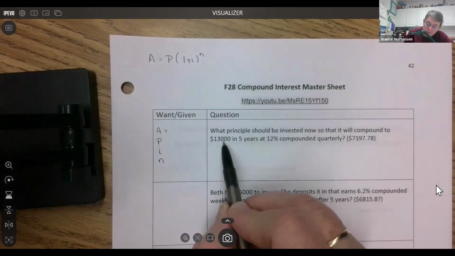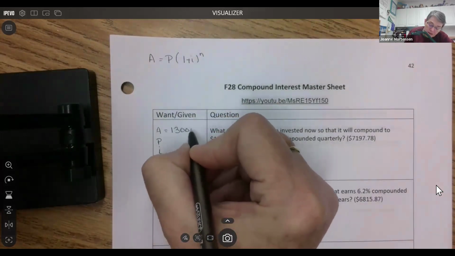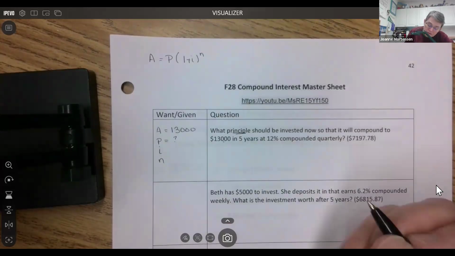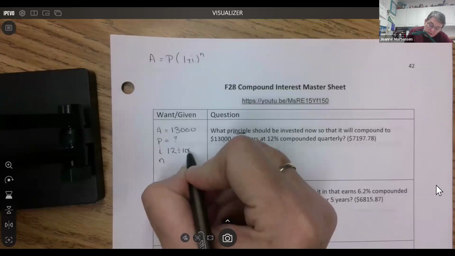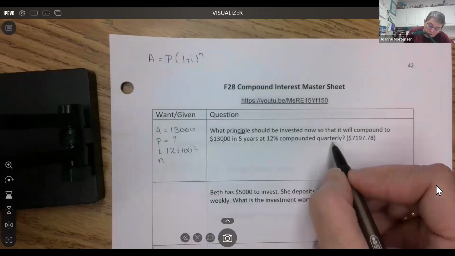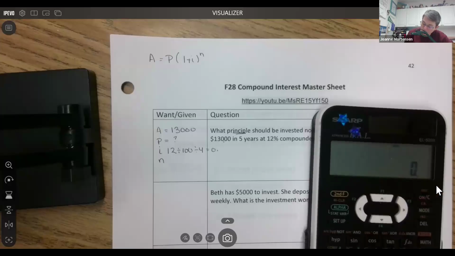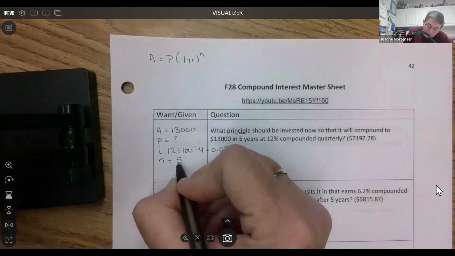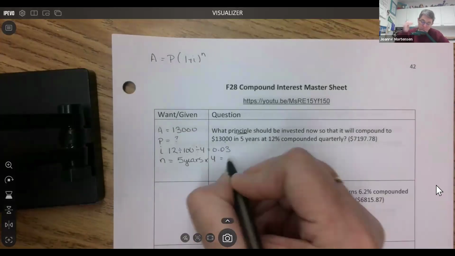So A is equal to, okay. In 5 years, the amount in my present is going to be 13,000. And it says what principal? So this is the one we don't know. My interest is 12% divided by 100 divided by, what are we doing? Quarterly, 4. So it's going to be 0.03. 12 divided by 100 divided by 4. Yep. And n is going to be 5 years times 4, which is 20.